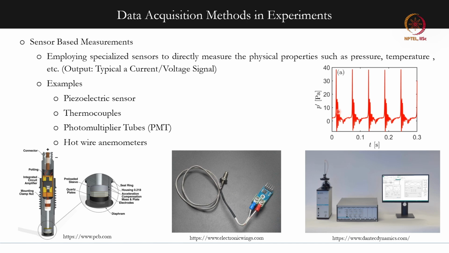So if we want to measure the velocity variations, you can use a hot wire anemometer, or if you want to measure the pressure variations, you can use a piezoelectric sensor, or if you want to measure the temperature field at a specific point, you can use a thermocouple. So irrespective of what sensor we use, we always end up getting a time series signal showing the variation of this parameter at a specific location in the flow field.